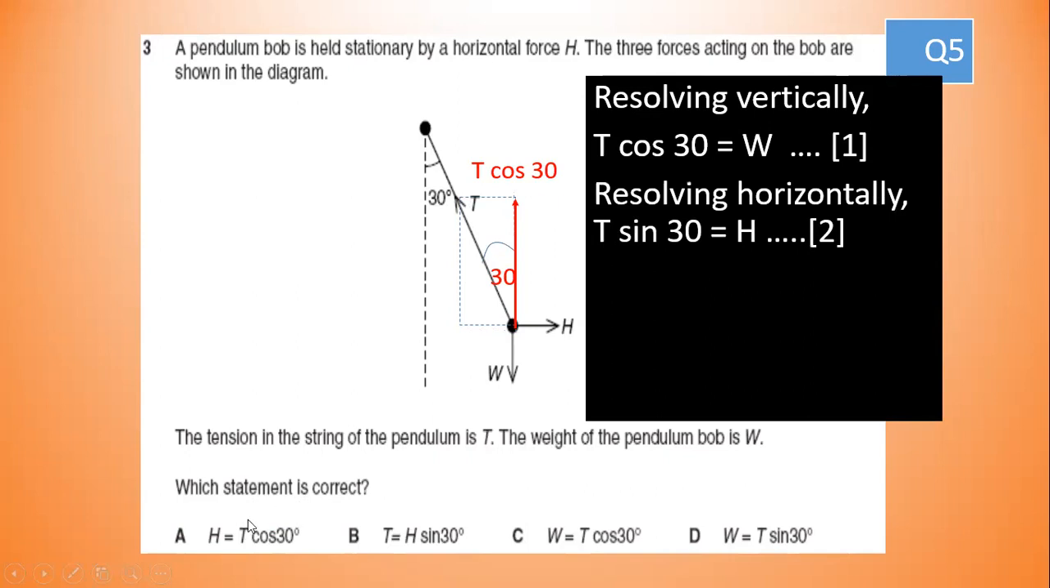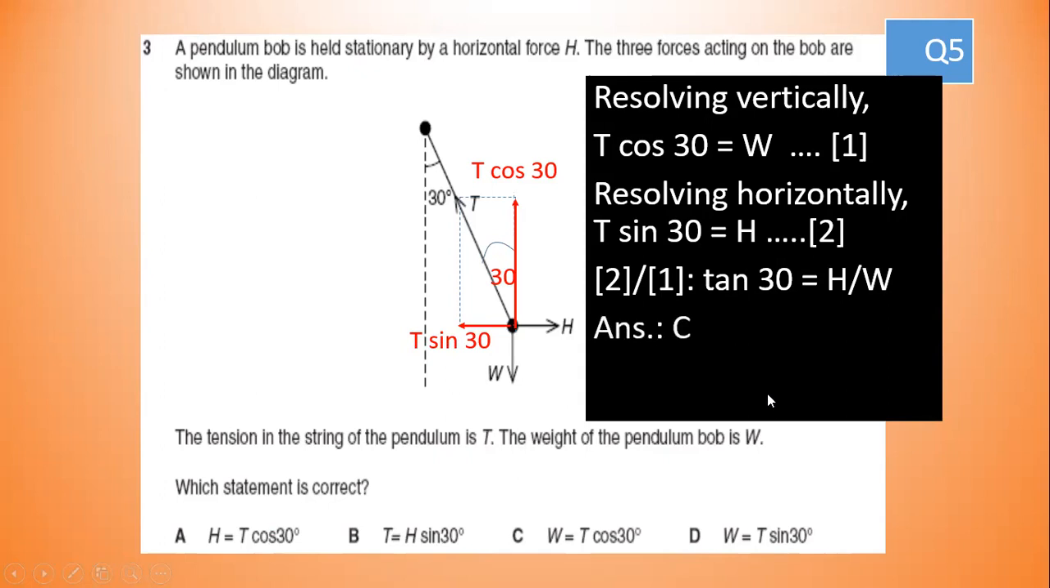T cos 30 equals, that one is wrong. That one is wrong. W equals T cos 30. Yeah, the answer is C. Or sometimes they may want to ask you for this one. Then you take 2 divided by 1. Tangent 30 is H over W. Right? The answer is C.